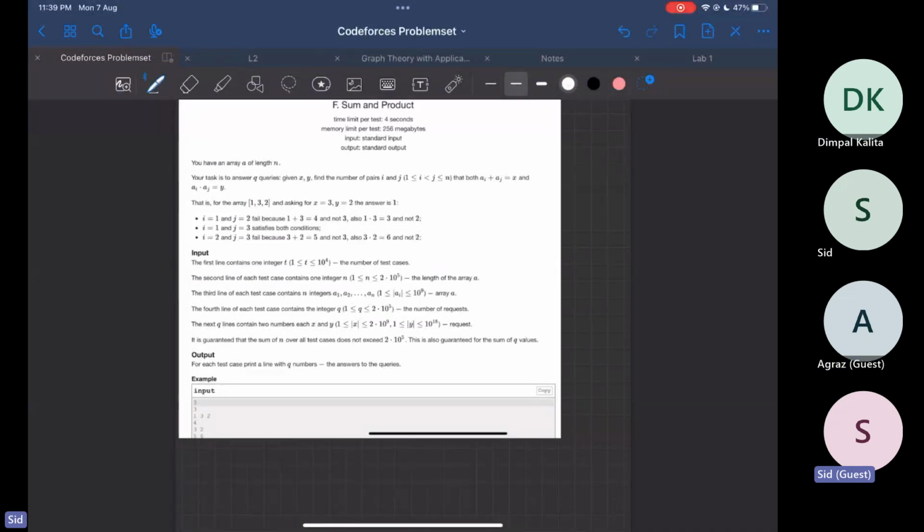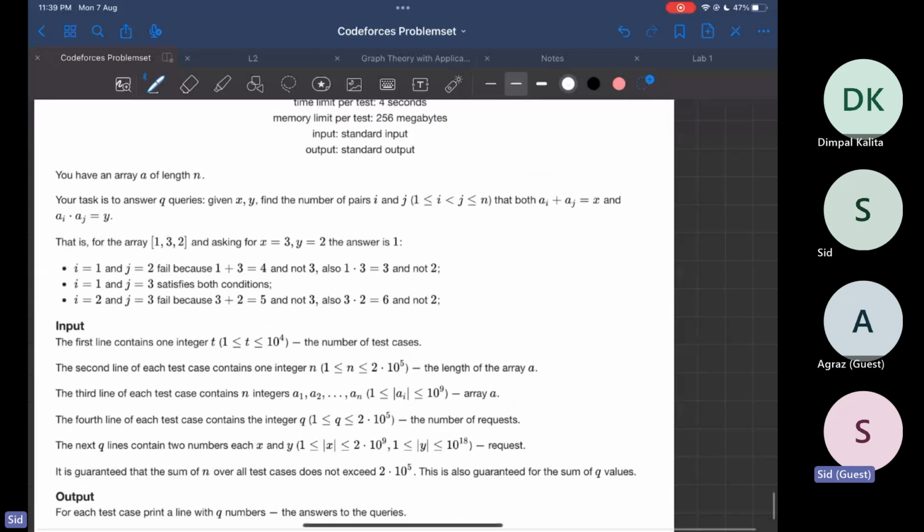Let's discuss question number F. In question number F, we are given an array of length n, and we have to answer Q queries given X and Y. Basically, we have to find the total number of pairs such that AI plus AJ is equal to X and AI into AJ is equal to Y.